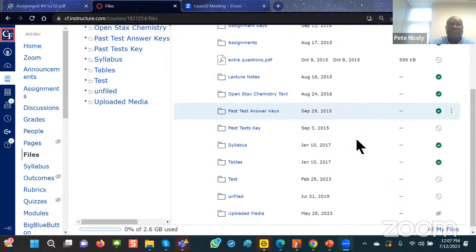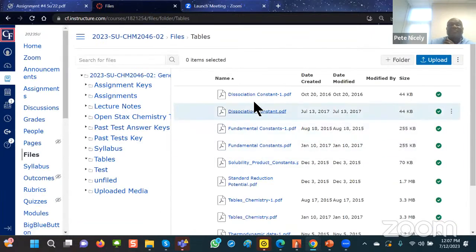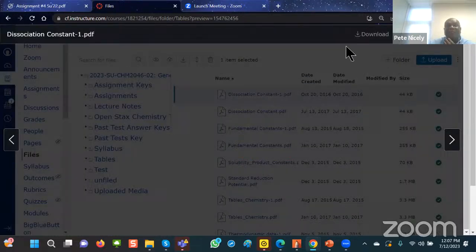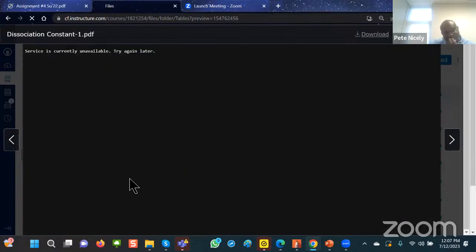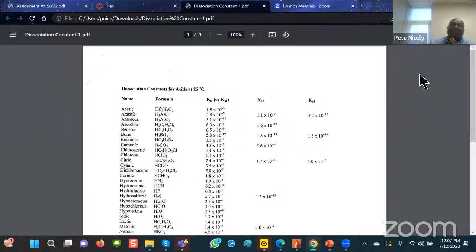Let me see if I can find it here. So if you go to tables, you're going to see here it says dissociation constants. In fact, these two are the same. It doesn't matter which one you click on. I'm going to get rid of one of them. But anyway, let me download this. Okay, so this is a table that you'll have access to not only now, but also during your tests.